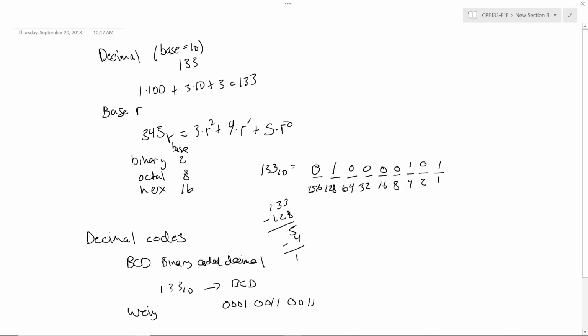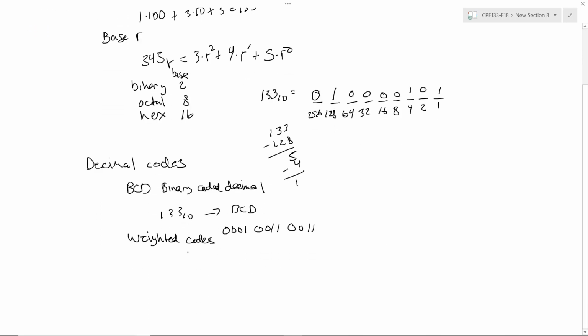There's also weighted codes, which have a different weight for each position in the number system. So for example, and this is a decimal code as well, I'd have the values 8, 4, 2, and say the least significant bit is negative 1, then I could represent 133 in this case. So 1 would be represented as 2 plus negative 1, so the first digit would be 0011. 3 would be 0, 1 for a 4, and then a negative 1, and the same thing for the last one.